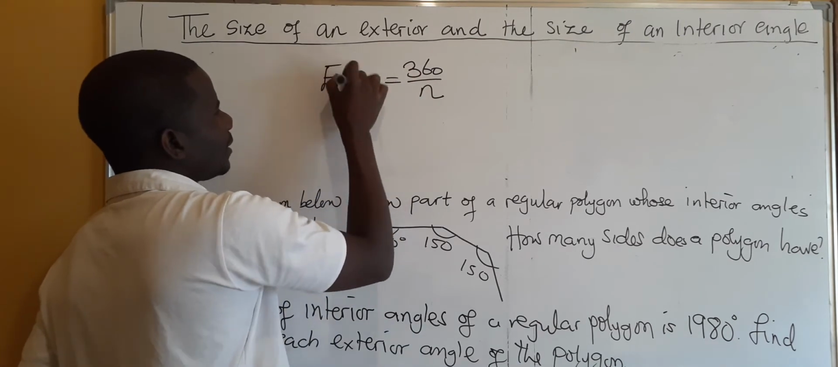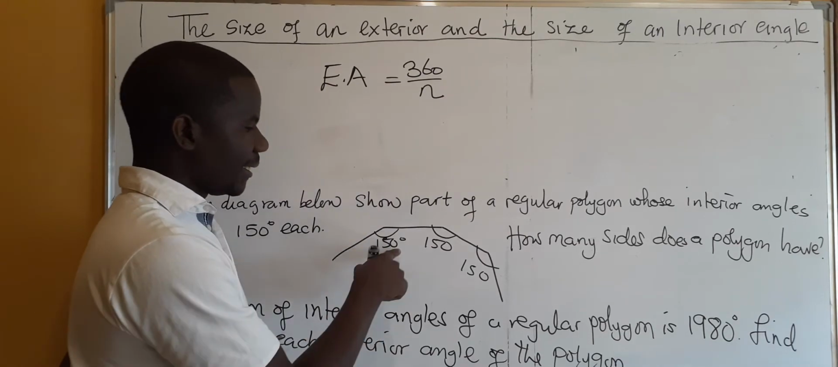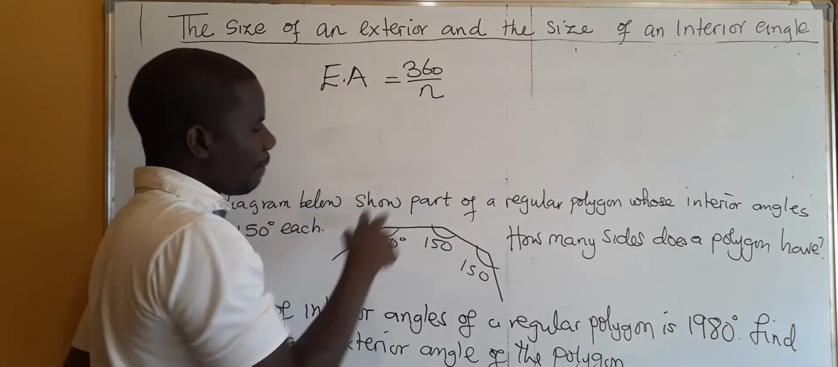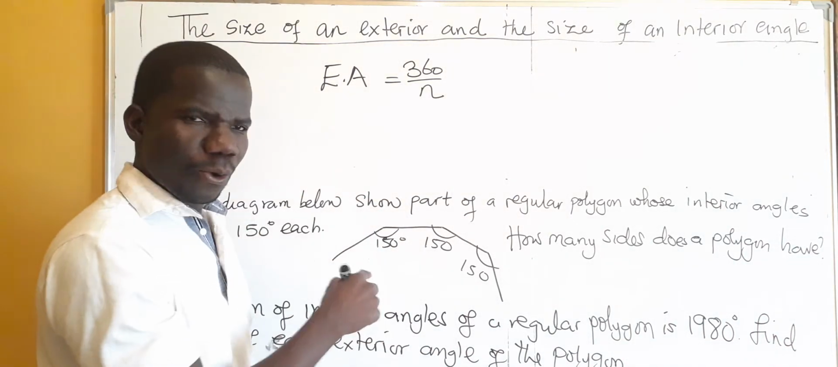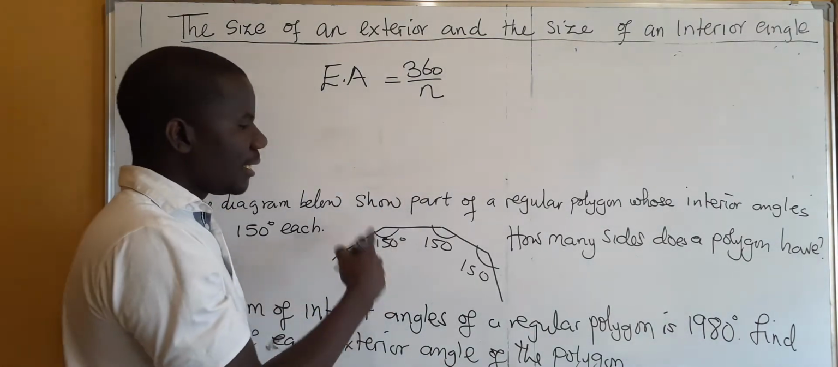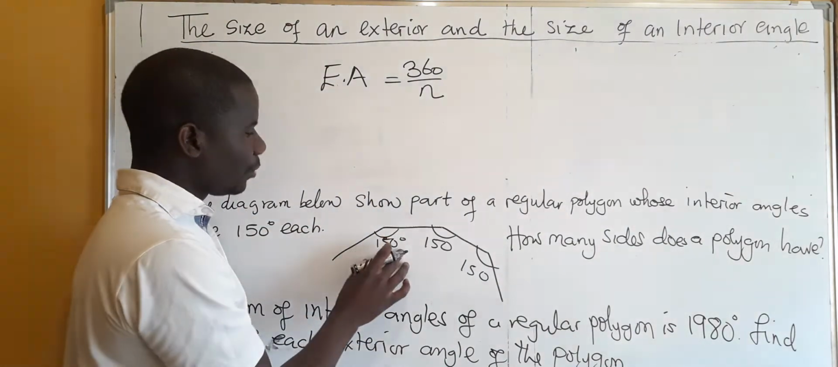And what does this represent? This is an exterior angle here. But what have we been given here? Here we have been given an interior angle. So we can easily find the exterior angle. I think we have dealt with that. So what is the exterior angle?